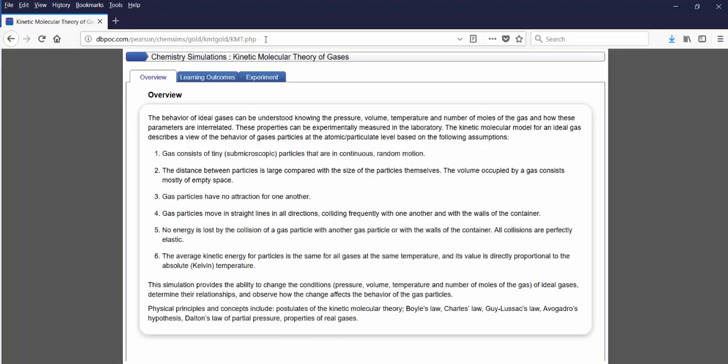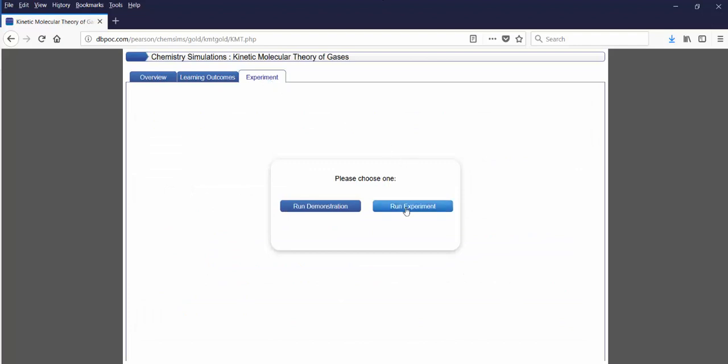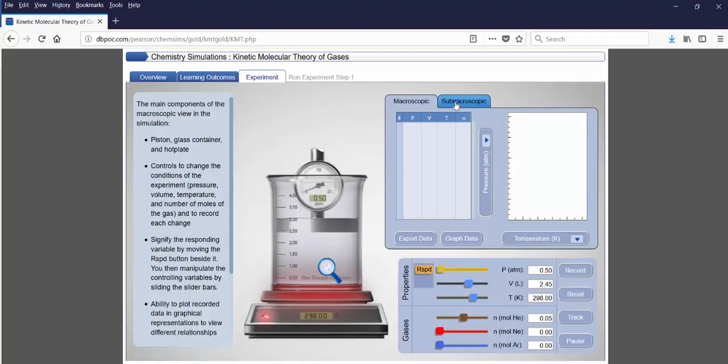The overview here provides some information about the kinetic molecular theory and the assumptions that underlie this animation. Let's click on the experiment tab and then run the experiment. There's a lot that you can do with this simulation that's worth exploring.